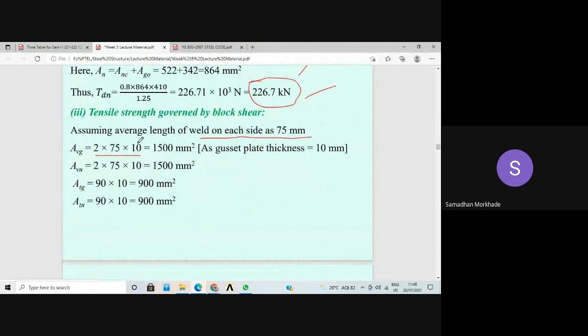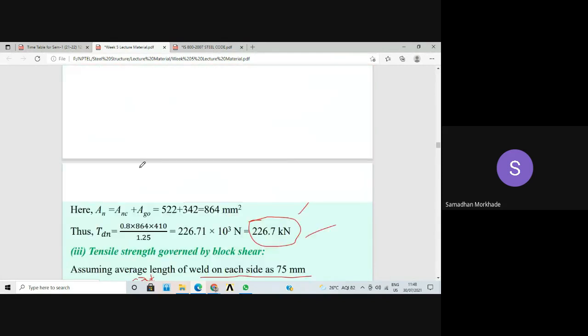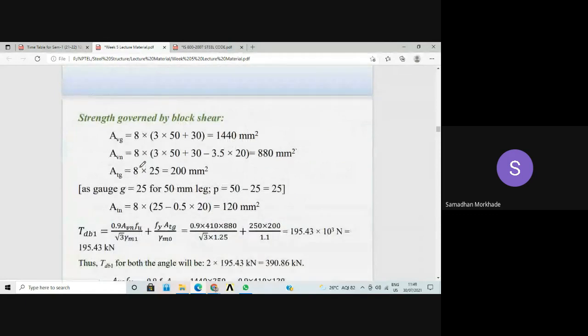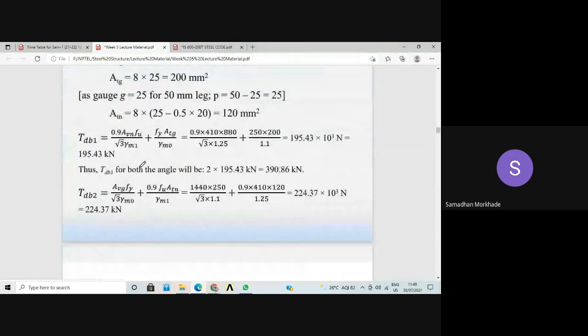Now in the case of bolted connections we used T, the section thickness, the angle thickness. Here the angle thickness is 6 mm and the gusset plate thickness is 10 mm, so the higher thickness is to be used. As the gusset plate thickness is 10 mm, here we have to use the gusset plate thickness. In the case of angle sections with bolted connections, we used the angle thickness.